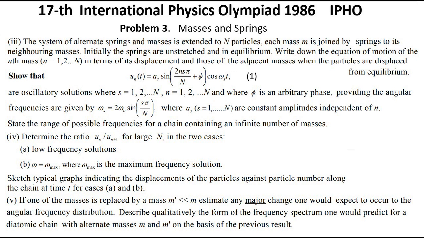Question 5. If one of the masses is replaced by a mass m' much less than m, estimate any major change one would expect to occur to the angular frequency distribution. Describe qualitatively the form of the frequency spectrum one would predict for a diatomic chain, with alternate masses m and m' on the basis of the previous result.